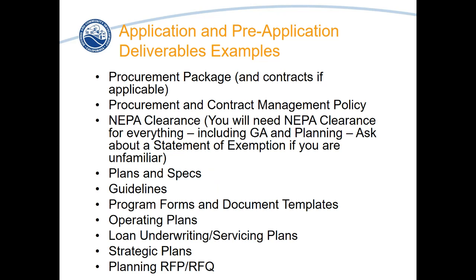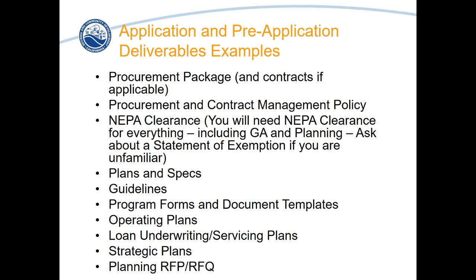But pre-application and application deliverables would be procurement, NEPA, potentially plans and specs, maybe guidelines, program forms, document templates, operating plans, strategic plans, loan underwriting information. Maybe it's your RFP or RFQ, depending on what you're working on. It's the stuff that you need to get ready to actually do your activity, right? So you'll want to think about what kind of pre-application and application deliverables you're going to need to be ready for this project.